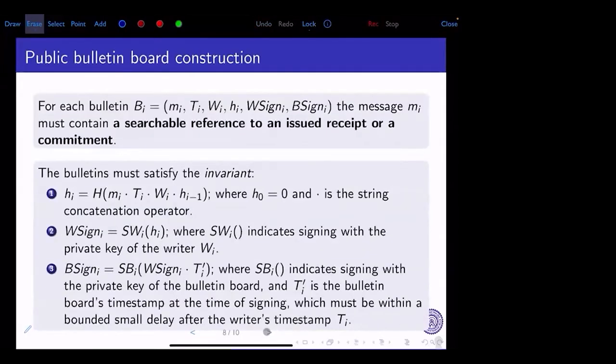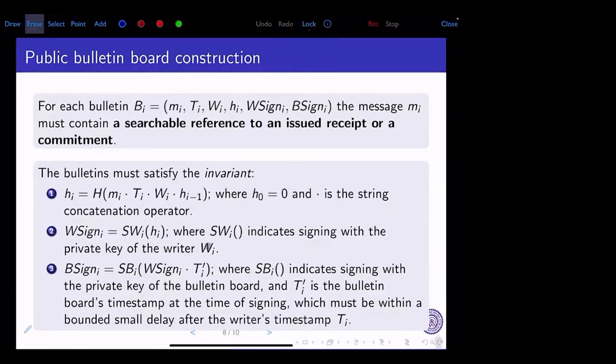So how does a public bulletin board work? A public bulletin board based construction works in the following way. Every bulletin i has a message M_i, has a timestamp, has a writer's identification, which is the identity of the writer, has a hash and has two signatures. It must satisfy the following invariant property: the hash at every stage must be computed by applying the hash function on the concatenation of the message, the timestamp, the writer identity, and the previous hash. This is something that is in computer science called a hash chain.